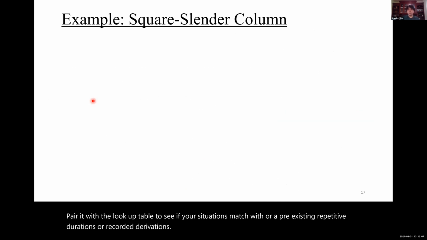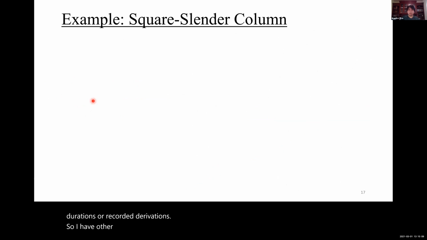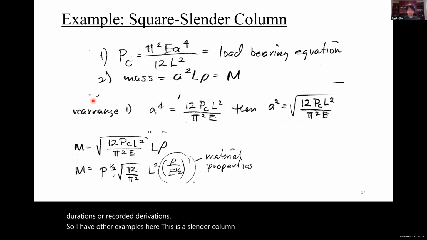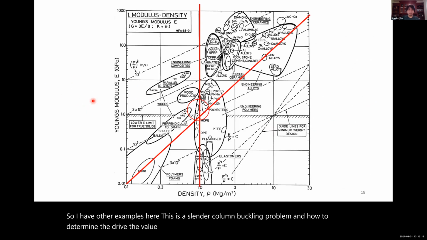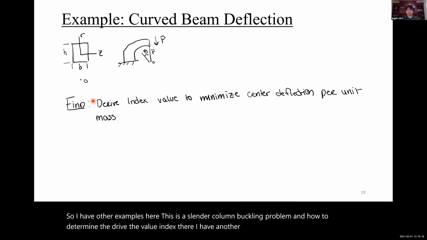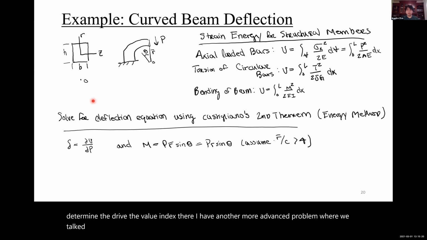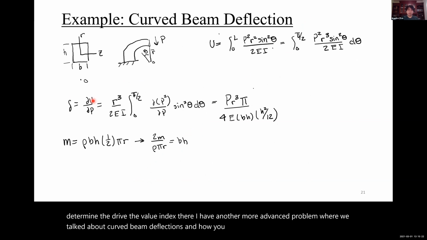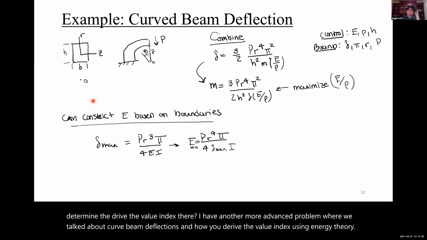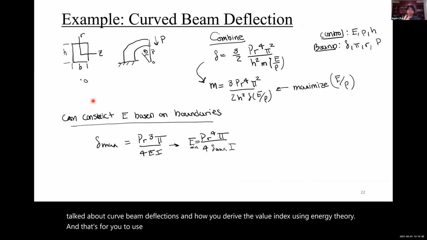So I have other examples here. This is a slender column buckling problem and how to determine the derived value index there. I have another more advanced problem where we talked about curved beam deflections and how you derive the value index using energy theory. That's for you to look through the notes after this lecture if you want to use this as reference. So I provided that for you.